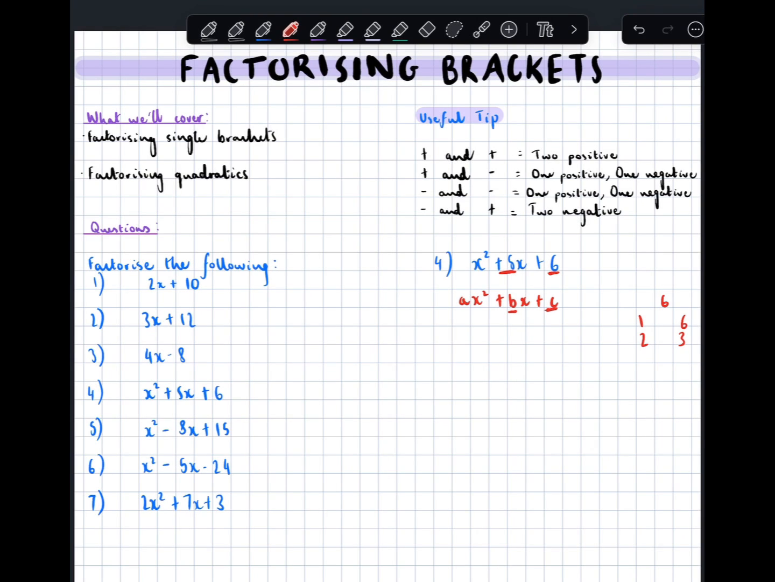So we could do 6 minus 1, which gives us 5, or we could do 2 plus 3, which also gives us 5.